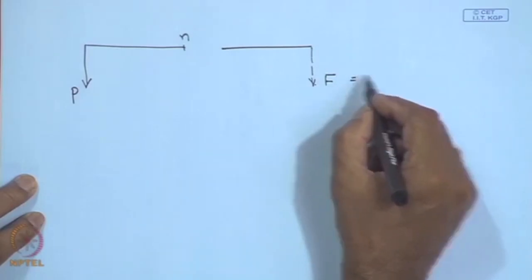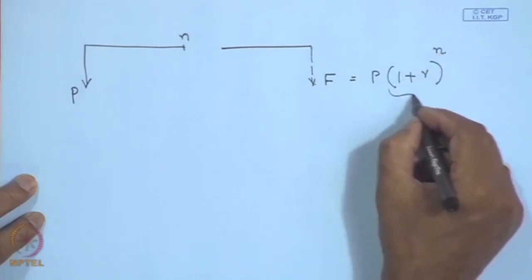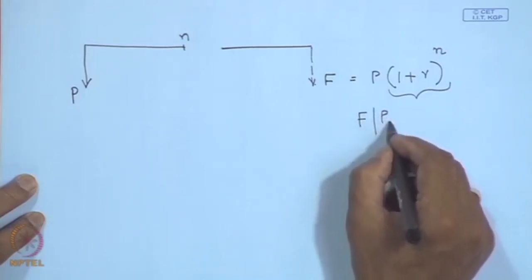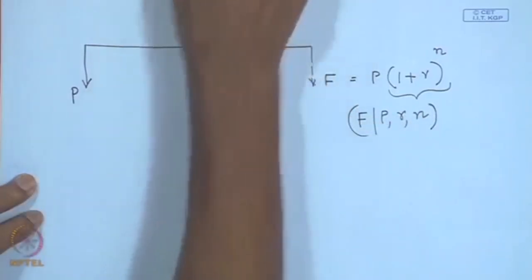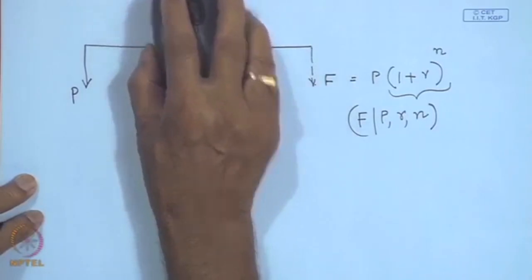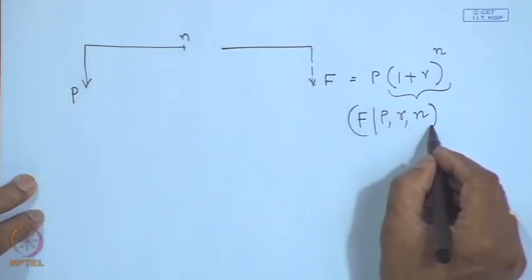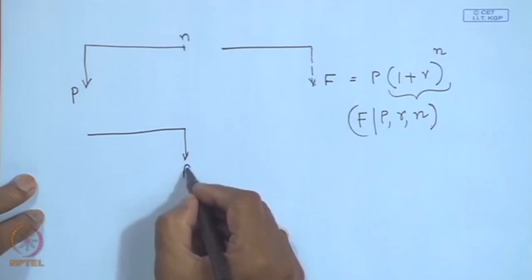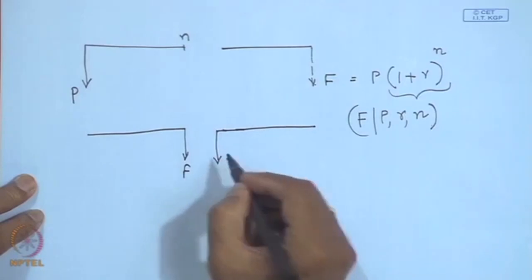F is equal to P multiplied by 1 plus r to the power n. This is said to find F given P, r, n. And this is termed as single payment compound amount factor. It is a single payment case and it is compounded. Therefore, this is called single payment compound amount factor. The second case is that suppose F is given and we are interested to find out its equivalence at the beginning of the year.